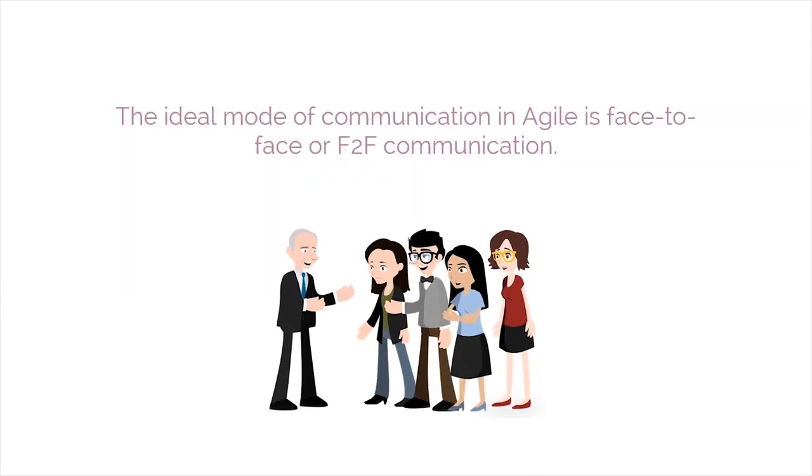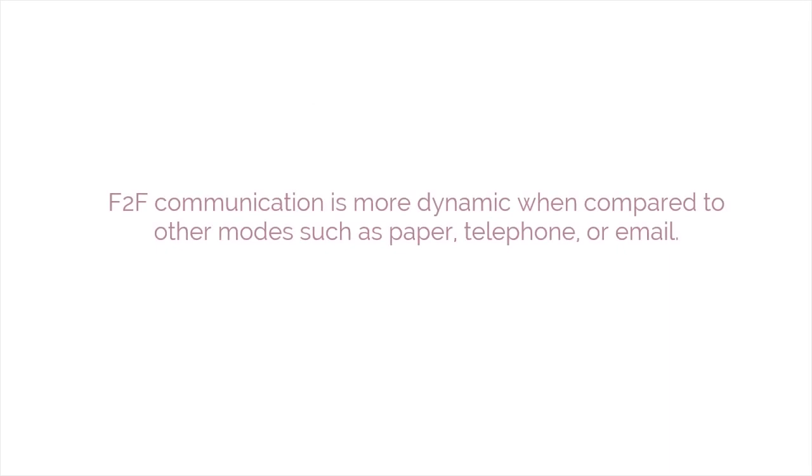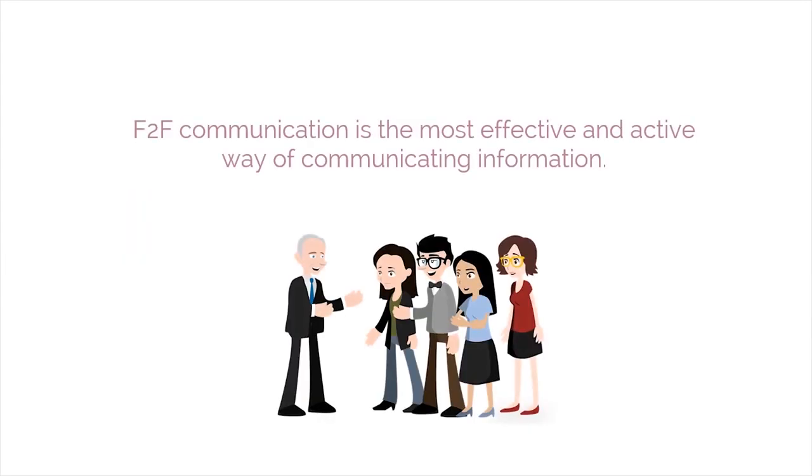The ideal mode of communication in Agile is face-to-face or F2F communication. F2F communication is more dynamic when compared to other modes such as paper, telephone, or email. F2F communication is the most effective and active way of communicating information. To carry out a project successfully, soft skills are as crucial as technical skills. Let's look at some critical soft skills.